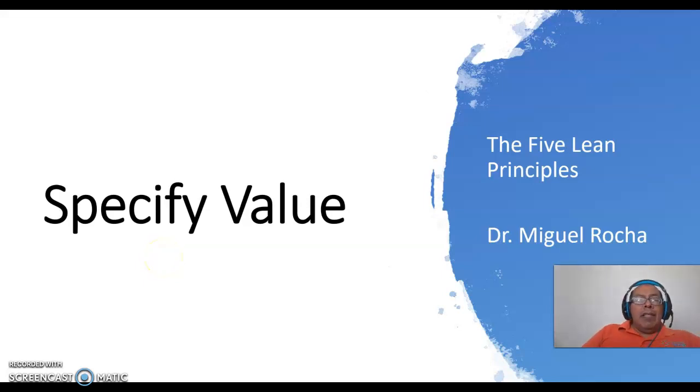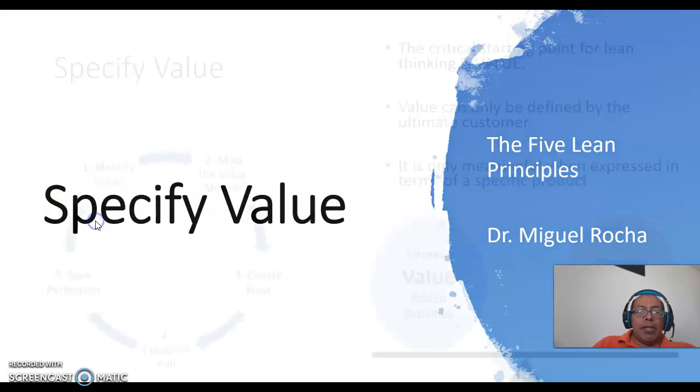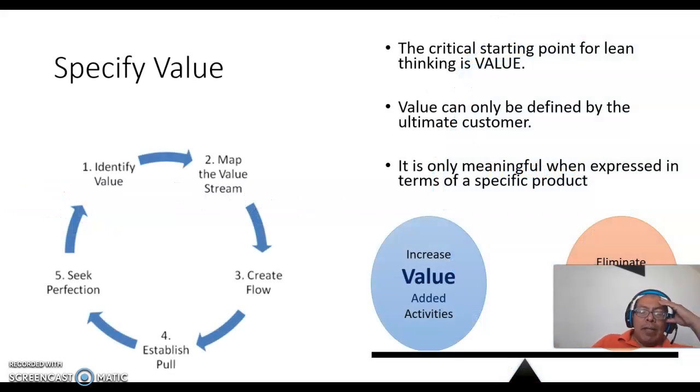Hello everybody. In this video we will see one of the most important and used methodologies to specify value. We're talking about the 8 quality dimensions developed by Garvin and presented in the Harvard Business Review. The specify value, as you may remember, is the first stage in one methodology to implement lean manufacturing. It's the critical starting point for lean to define what is value.